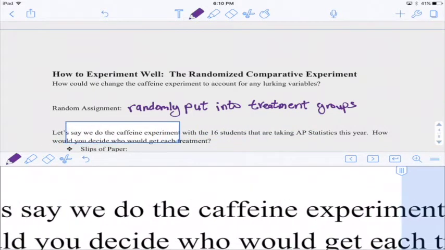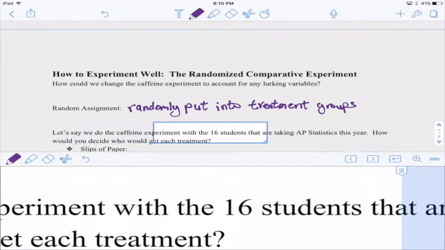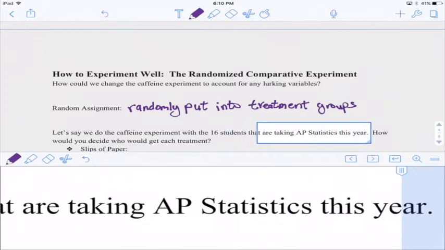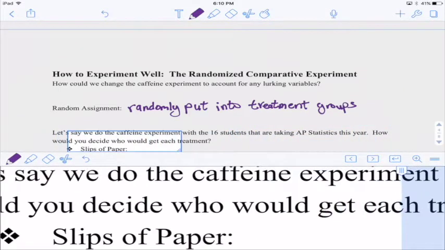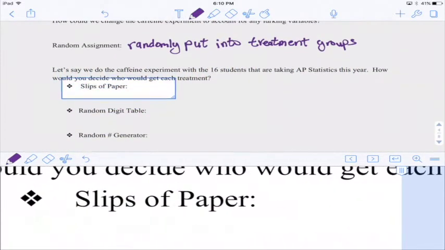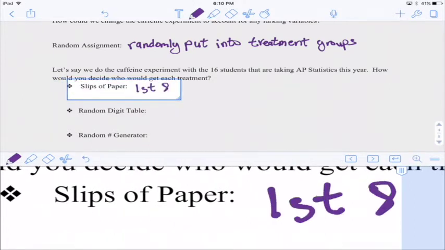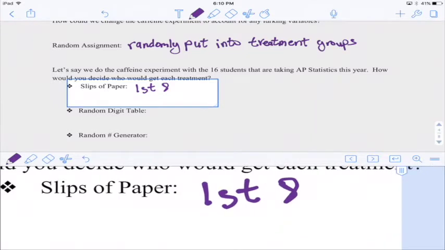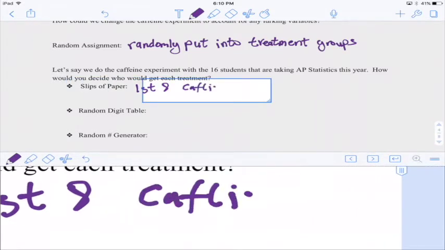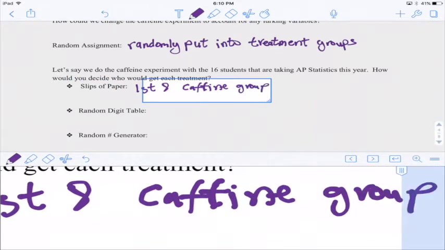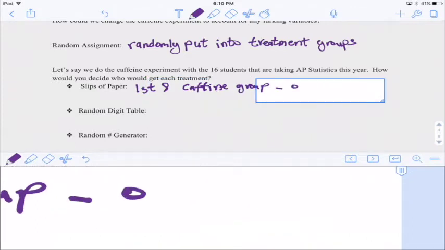Let's say we do the caffeine experiment with the 16 students that are taking AP Statistics this year. How would you decide who would get each treatment? Well, if we had slips of paper, the first 8 would go to the caffeine group, and then the other 8 would go to the placebo group.